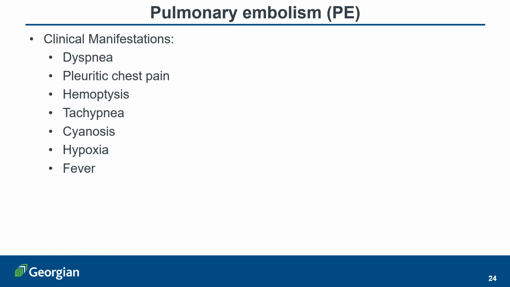What are the clinical manifestations of a pulmonary embolism? Acute dyspnea, pleuritic chest pain, hemoptysis, tachypnea, cyanosis. All those are anticipated clinical manifestations of a pulmonary embolism. Occasionally there's a fever and hypoxia, as blood flow through the lungs has been impaired. There's a ventilation-perfusion mismatch, and a hypoxemia, which can progress to hypoxemic respiratory failure, can also develop.